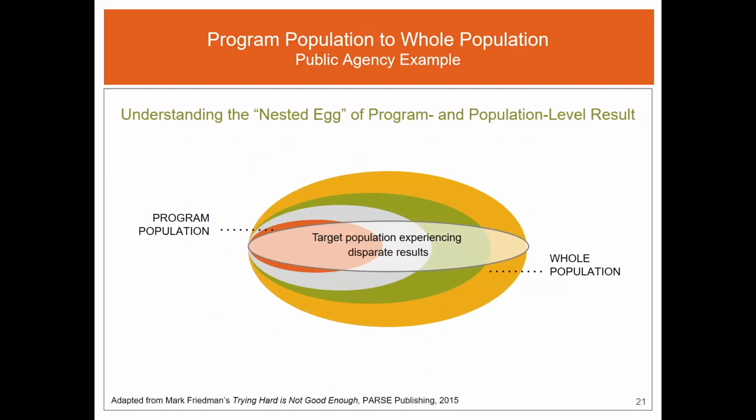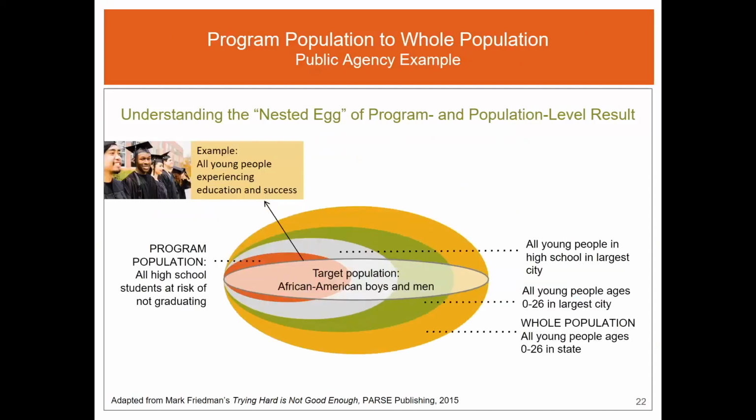Let's look at a couple examples real quickly. This first one is an example that you would use to see what contribution a public system could make to a larger population.